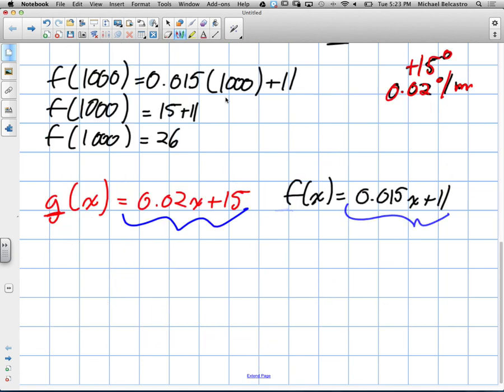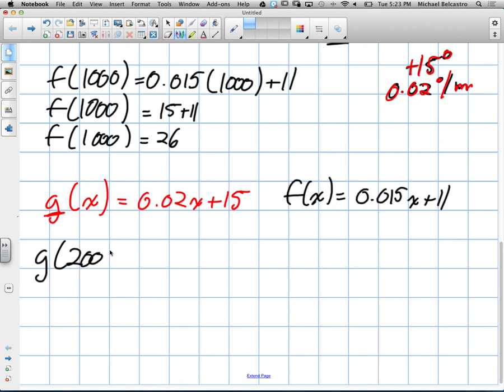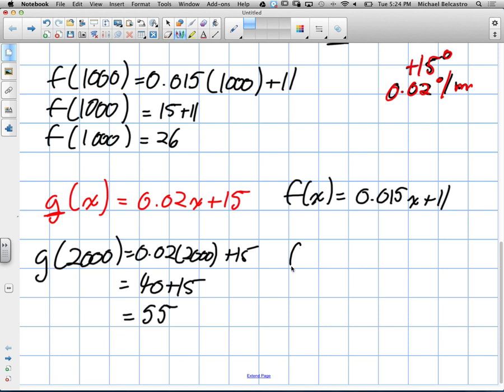So maybe at some point I want to find the temperature at 2,000 meters. So at 2,000 meters, what would G at x be? Well, if we were to go 2 kilometers into the ground, we get 0.02 times 2,000 plus 15, right? This ends up being 4, and we bring it over 1, 2, 3, so that becomes 40 plus 15. We get 55. So 2 kilometers into the ground of this cave, which is a different function, we're at 55 degrees.